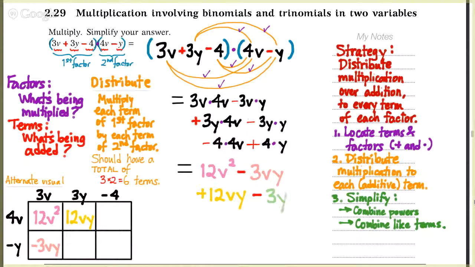Then we had minus 3y times y, which we can rewrite as minus 3y squared. Y times y, after all, is y squared. That came from that entry in the table, minus 3y squared. Then we have minus 4 times 4v, which we can rewrite as minus 16v. And we had plus 4y, which there's really nothing we can do with.